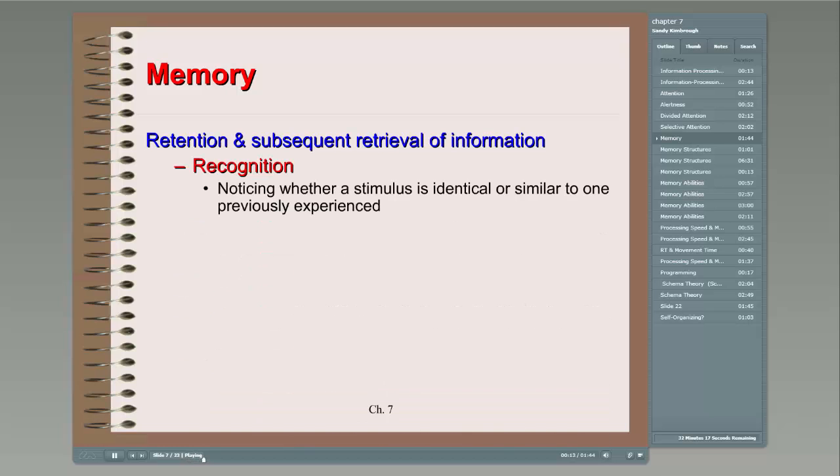So there are two types of memory. One is recognition. Recognition is just noticing whether a stimulus is identical or similar to one previously experienced. In other words, recognizing. If I give you a multiple choice test, that is testing your recognition memory. You have to match up the stimulus with the correct thing that matches it. Or if I give you a matching question, that's recognition.